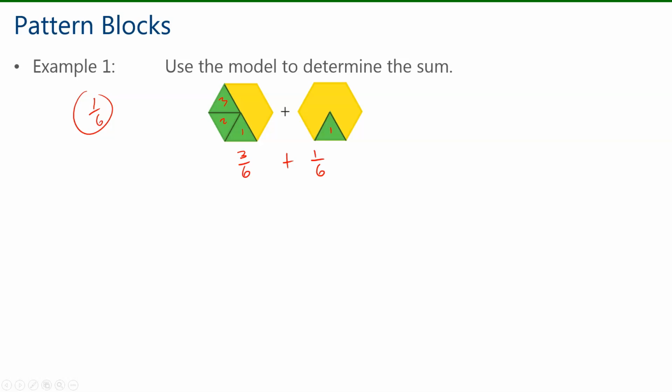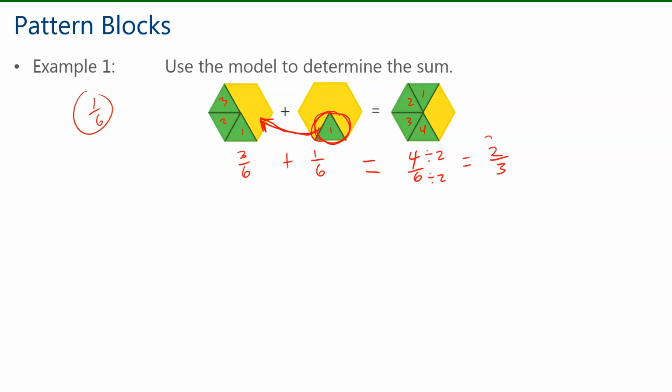So I have 3/6 plus 1/6. If I combine all my triangles into one whole, into one hexagon, so I'm going to move this triangle, scoot it over here, and that would give me a hexagon with 4 triangles in it, which in turn is 4/6. So 3/6 plus 1/6 equals 4/6. However, 4/6 can reduce. It is not simplest form. I can divide numerator and denominator by 2, and that will give me a final answer of 2/3.